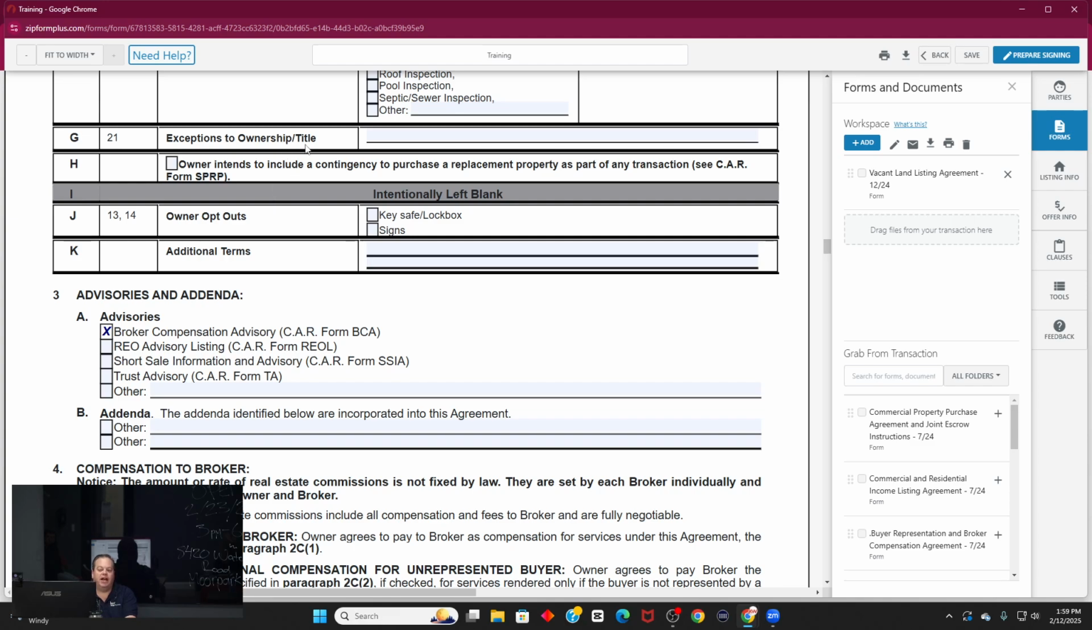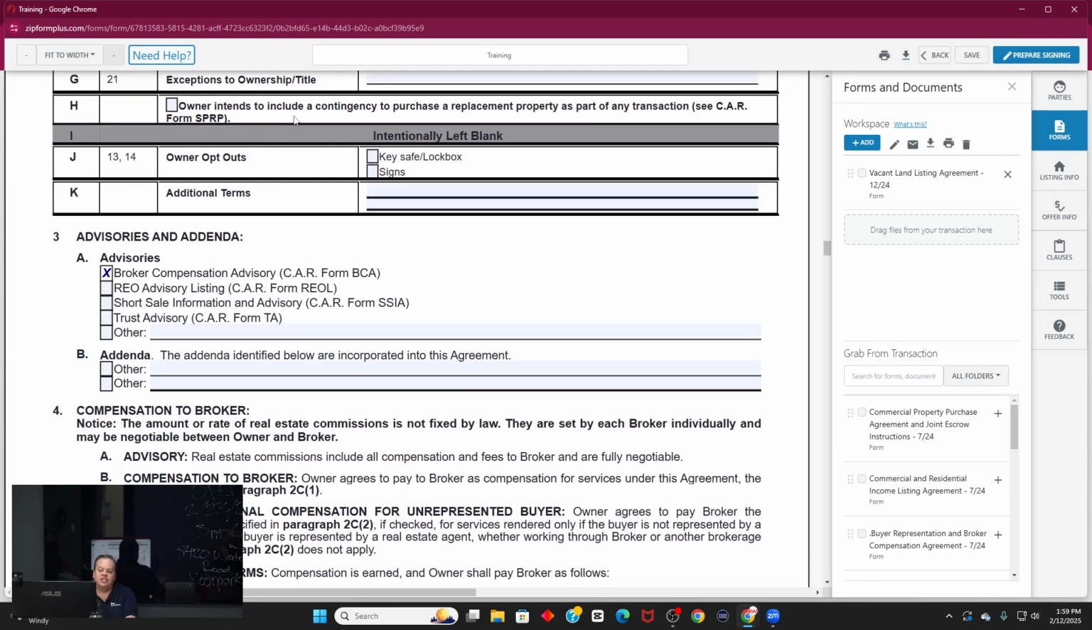Exceptions to the ownership or title. This is where it would be a good place to put that the second owner is deceased, death certificate on file, or something like that. And then the owner intends to include a contingency to purchase or replace a property as a part of any transaction. I don't really see that happening on a listing for vacant land, but it could. Owner opts out of lock boxes and signs. I don't really know why you'd have a lock box on a vacant lot. You could if it was fenced with a gate. And then any additional terms.